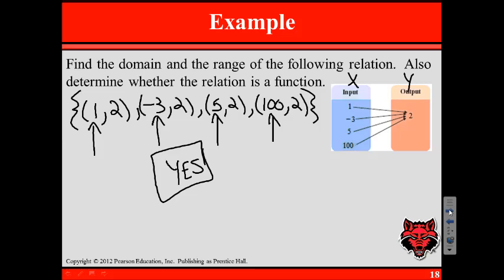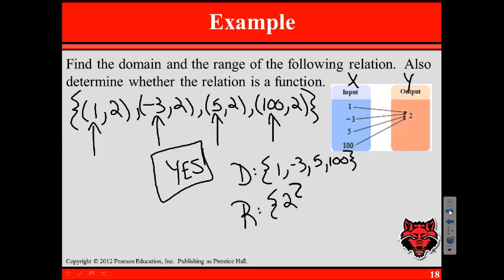In this case, the domain represents the x values, so we would write that the domain is 1, negative 3, 5, and 100. So all of the x values. The range represents all the y values, which we only have one of, so we just write 2. We don't want to write 2 four times. Anytime a value is repeated in the domain or the range, we just write it once.